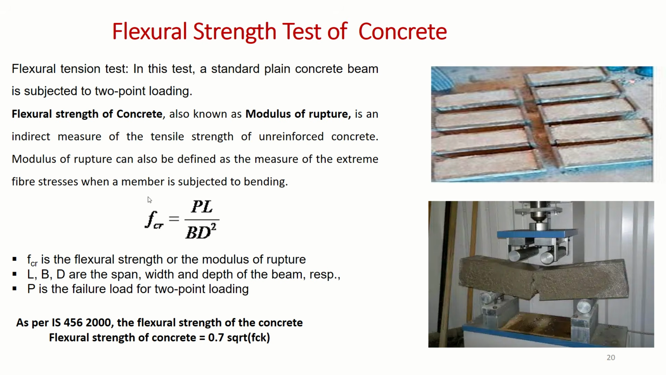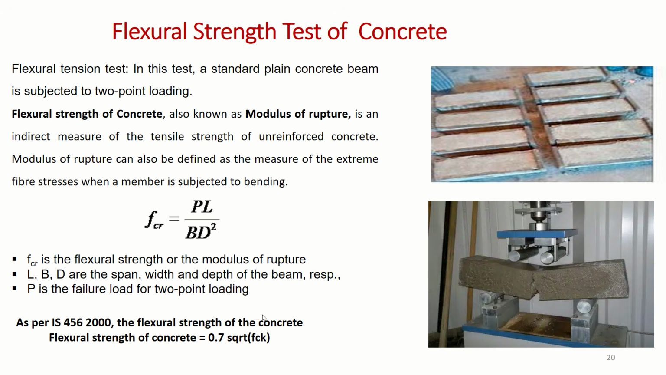And to know the value of fcr, that is the flexural strength, we are using the formula PL upon BD square. This is an abbreviated equation derived from the flexural equation, M upon I equals sigma by Y equals E by R, that you have studied in strength of materials. And as per IS 456, the flexural strength of the concrete should be around 0.7 root fck, 0.7 into root fck.